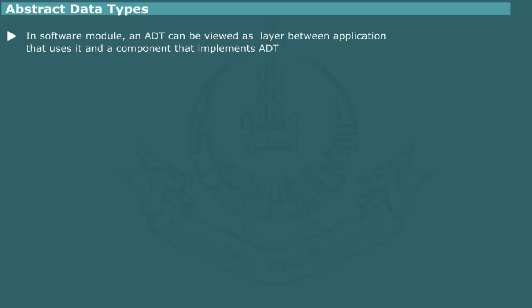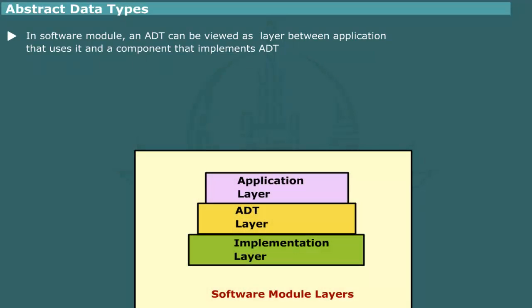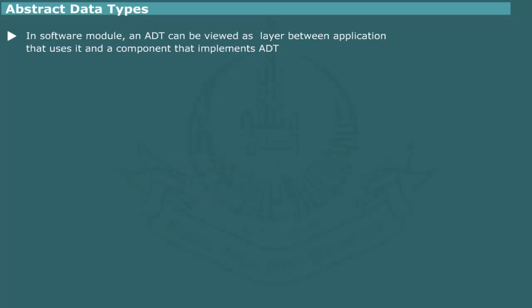In a software module, ADT can be viewed as a layer between the application that uses ADT and a component that implements the ADT. This is shown on the screen. The interface of ADT remains the same regardless of how the data structure and operations are actually performed. Some of the high-level languages such as C, C++, and Java have built-in features which can be used to implement a variety of ADTs.